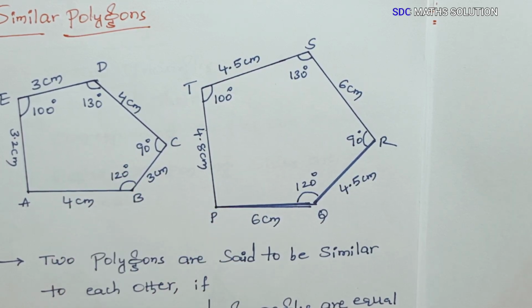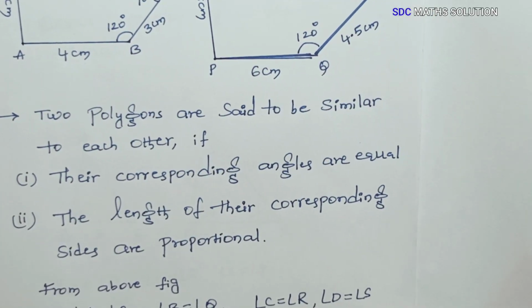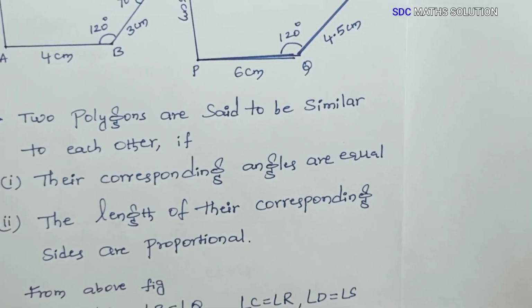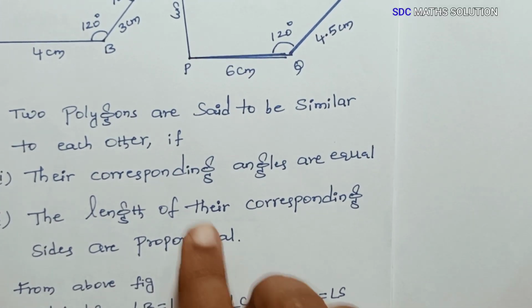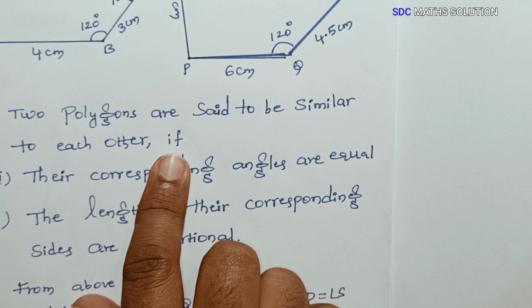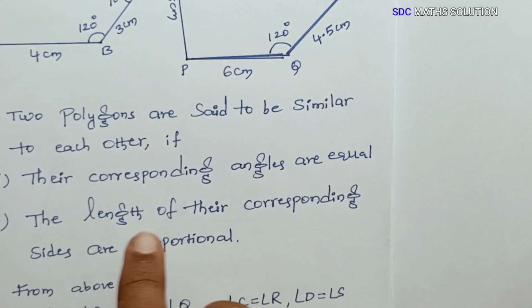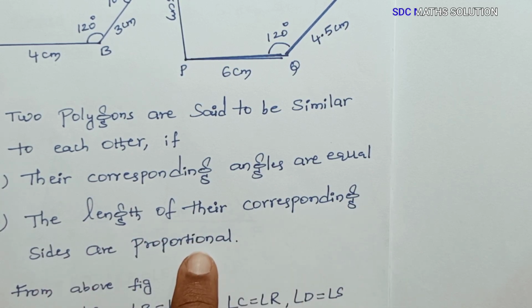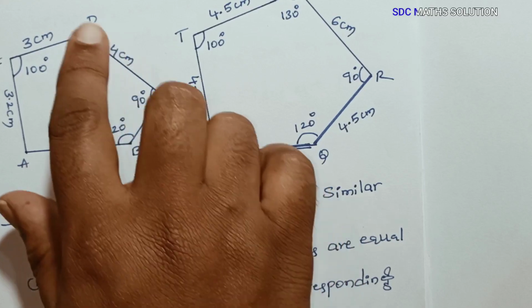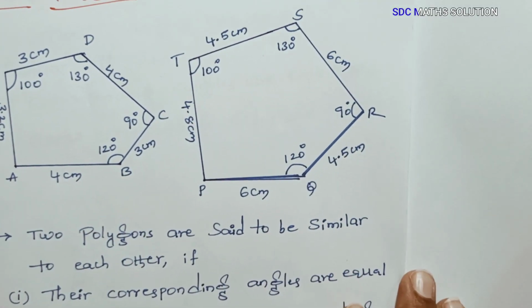Now here we are going to see what is the condition when two polygons are similar to each other. Now we will see clearly. Two polygons are said to be similar to each other if their corresponding angles are equal, and the lengths of their corresponding sides are proportional. Here ABCDE and PQRST are the two polygons.